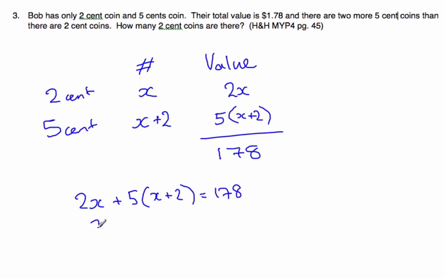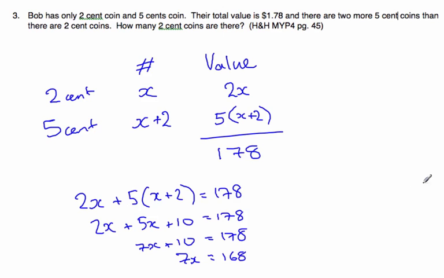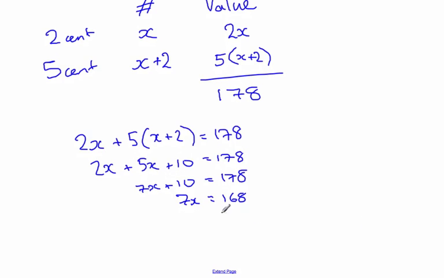Now solve our equation. Distribute the 5. We're going to collect like terms. Subtract our 10. And then divide by 7, which gives us 24. 7's into 16 goes twice. 7's into 28, 4 times. x equals 24.